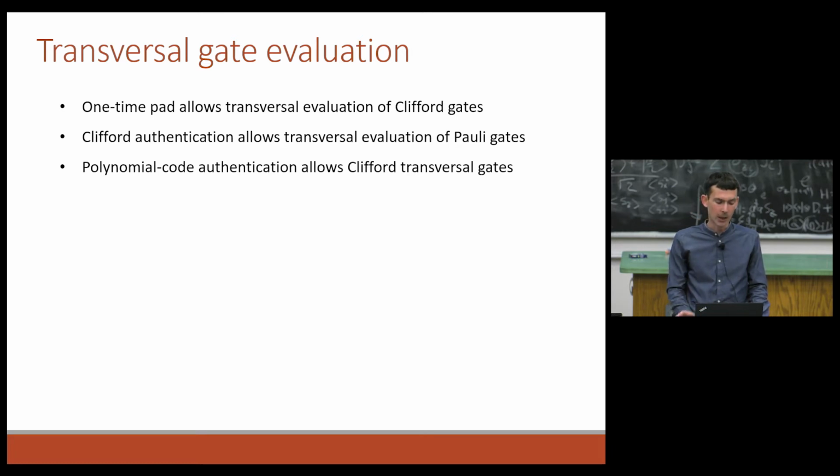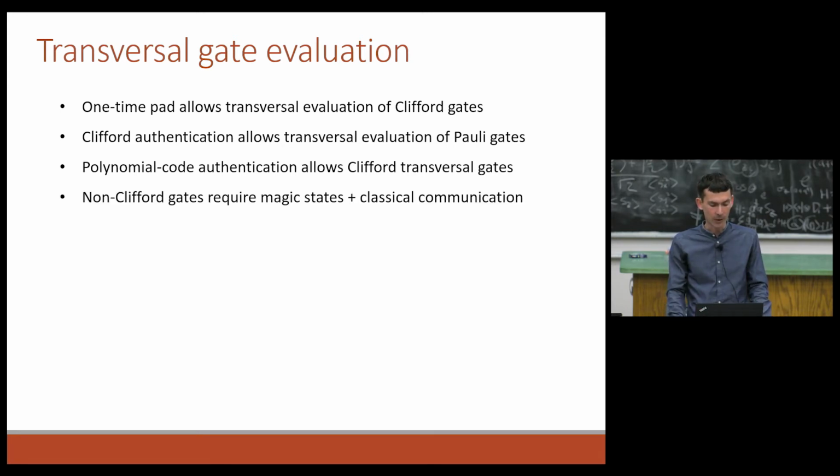this is all in the Aharonov et al. paper. They have a slightly more complicated authentication scheme than Clifford authentication. It's called polynomial-based authentication scheme. It's based on polynomial-based error-correcting codes. This allows you to perform transversal application of Clifford gates, but you still have to deal with non-Clifford gates, like the T gate, or in their case, they look at the Toffoli gate. These gates cannot be applied transversally, but they give a method to apply the gate, so that the device can apply the gate, and then the correction can be done using only classical communication.